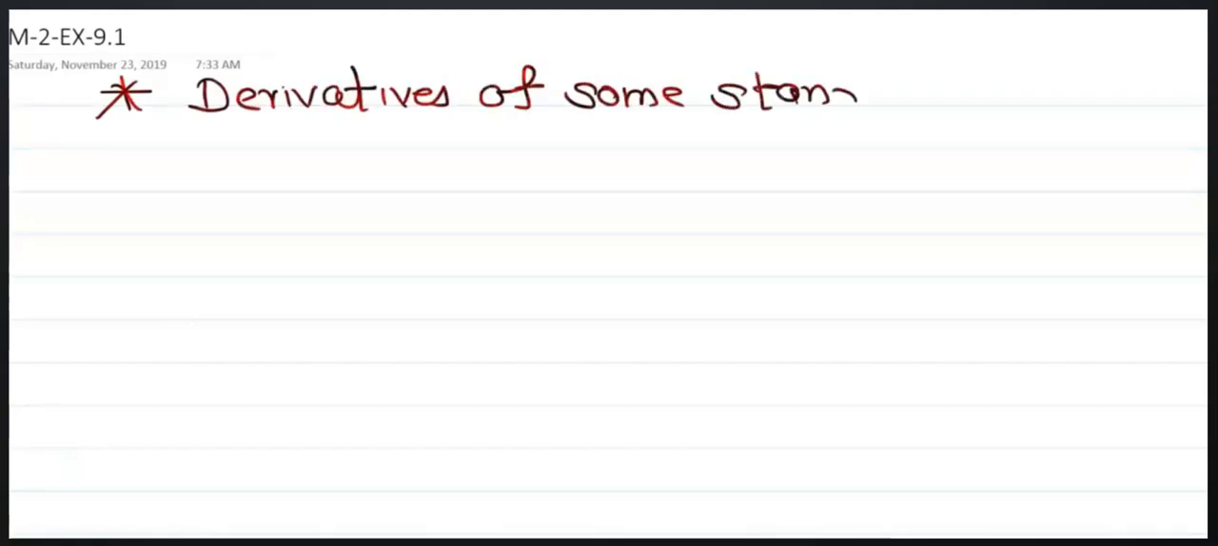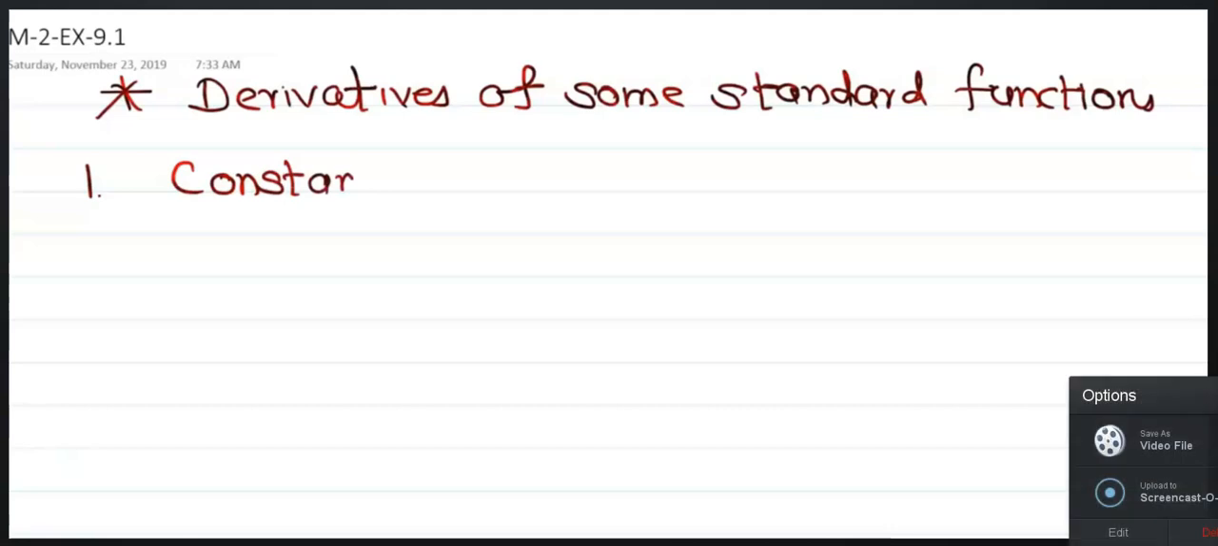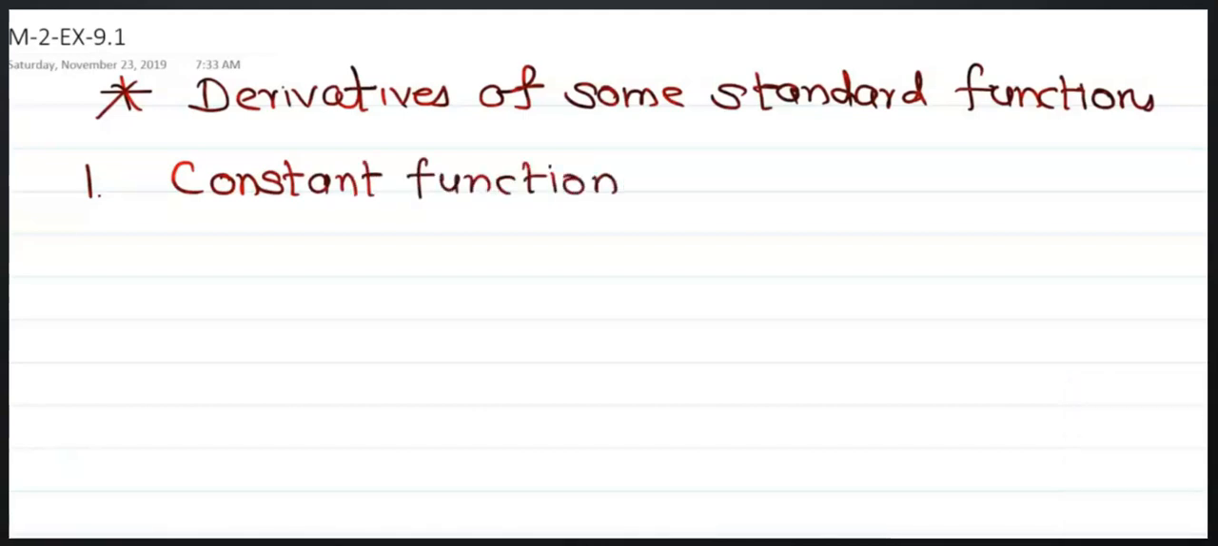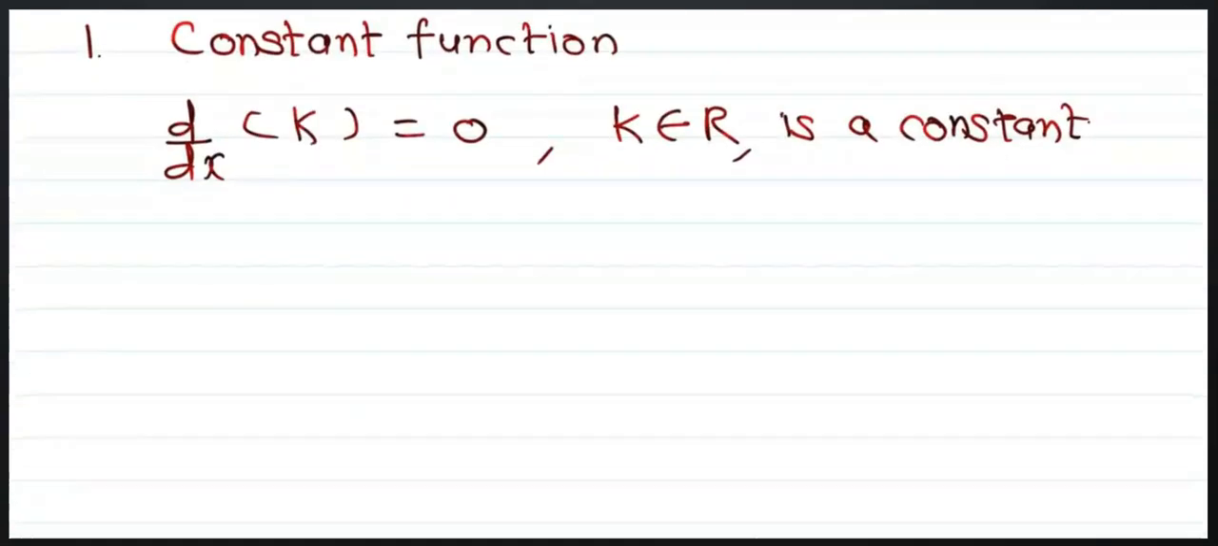Derivatives of some standard functions. Now which are some standard functions? The constant function, trigonometric functions, logarithmic function, exponential functions. These are the standard functions. Now first we'll find out the derivative of the constant function. That is, d/dx of k is equal to 0, where k belongs to the set of real numbers.